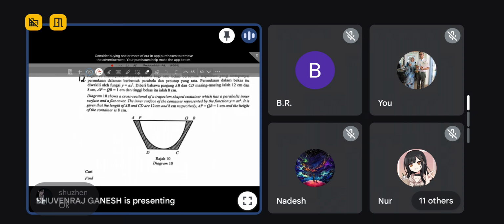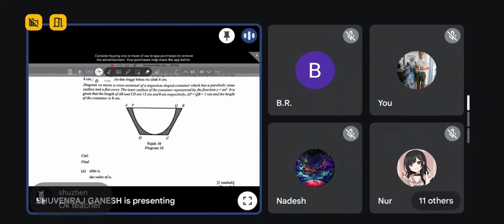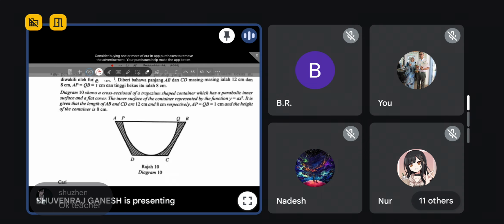Okay, so first question, they ask you to find the value of A. So guys, you must label first. They tell you the height is 8, and then AP is 1, QB is 1. And then they tell you CD is 8, AB is 12. All of this is from the question. PQ is 10. Okay, 12 minus 1 is 10.